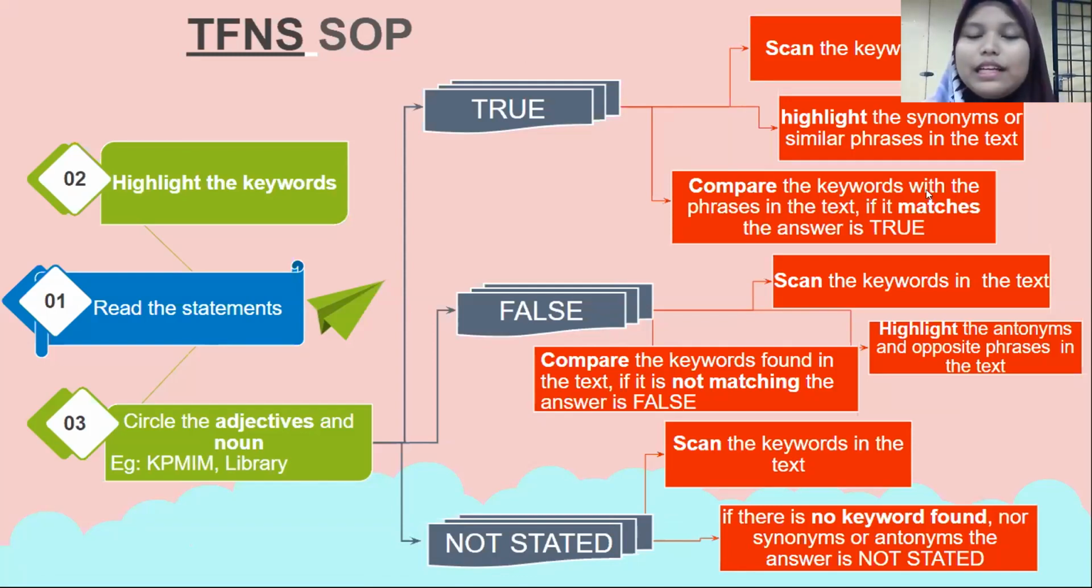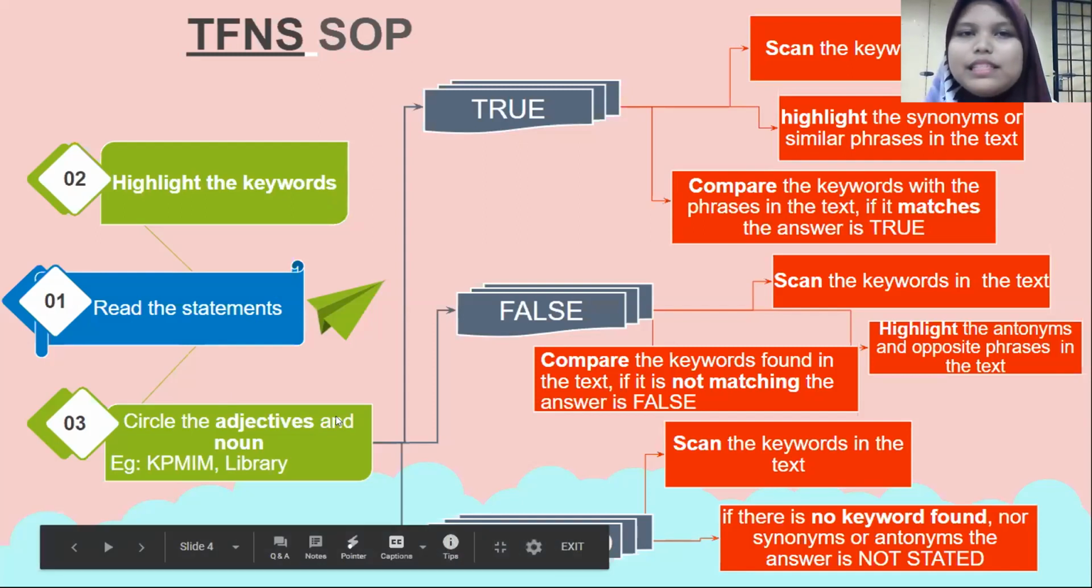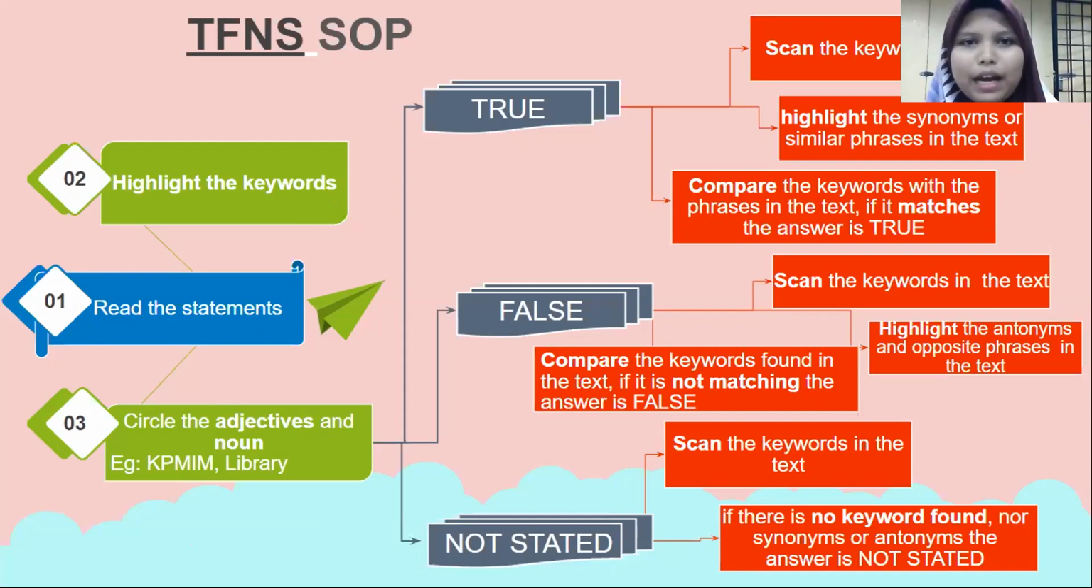Let's move on to the TFNS SOP. First of all, read the statement. Read the statements carefully and you have to really know your vocab well. Second, you have to highlight the keywords. For the third step, you have to circle the adjectives and nouns, such as KPMIM, library, or paham. I will separate it into 3 different steps for true, false, and not stated to make it easier for you to understand.